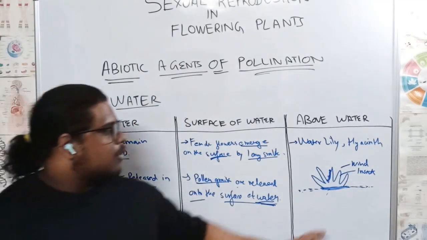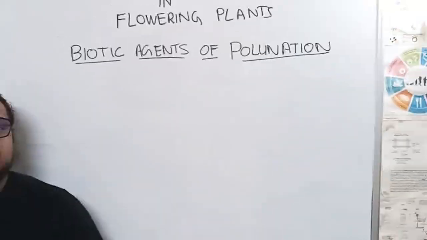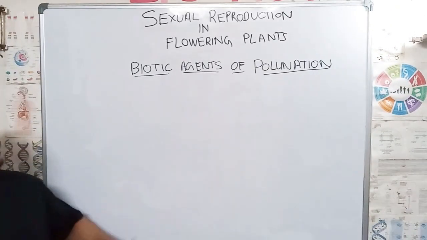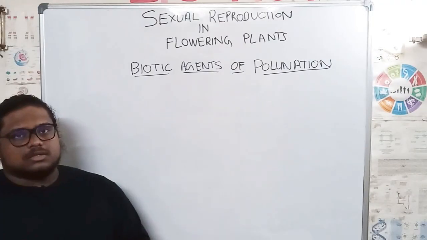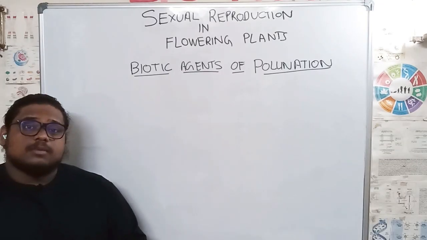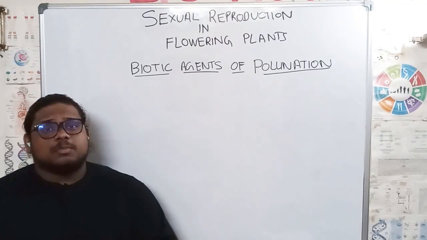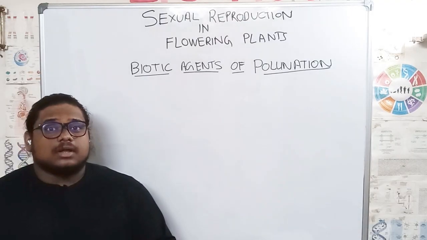So this is how pollination happens above the water surface. Next we will see what the biotic agents of pollination are. Biotic means living, so there would be some living organisms involved in the process of pollination. Now think carefully. The pollination will be through a living organism.